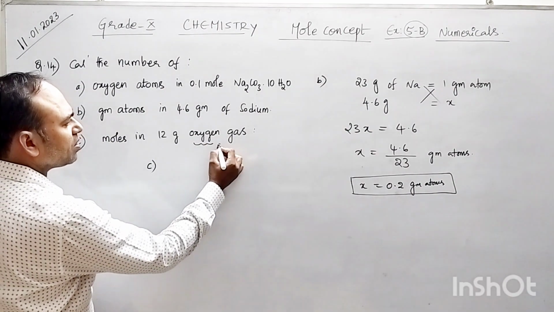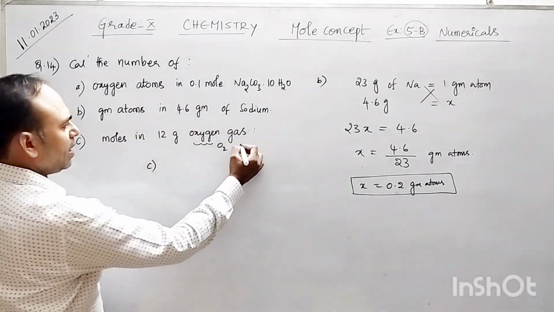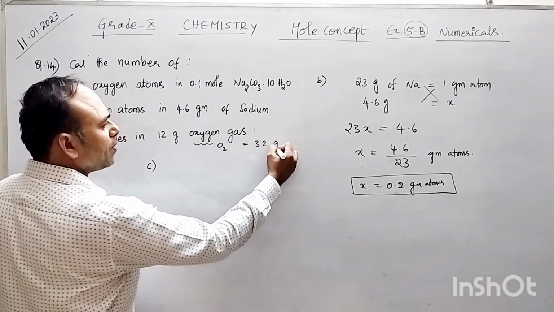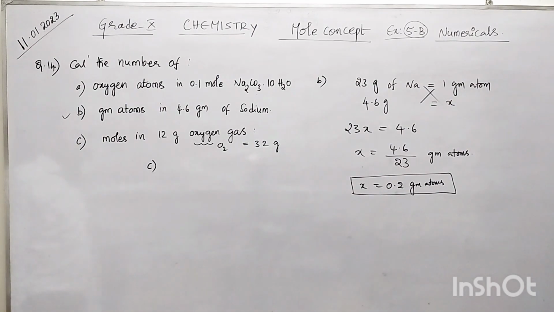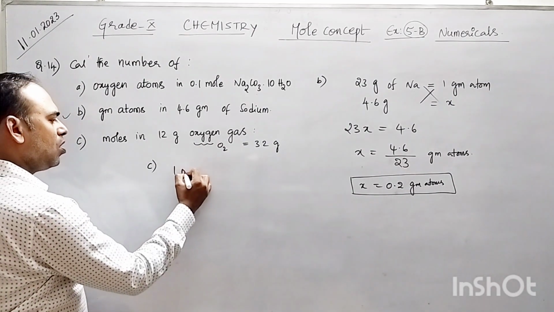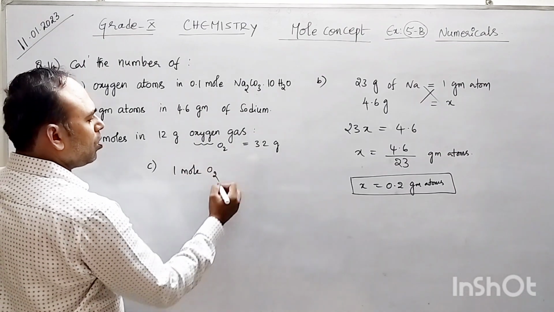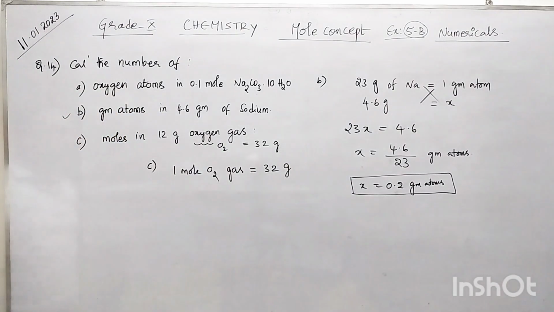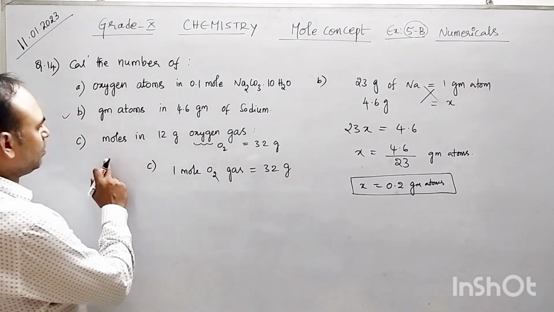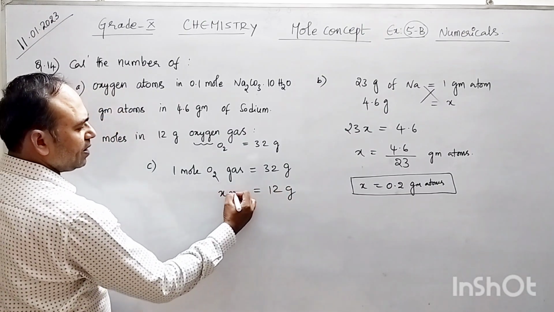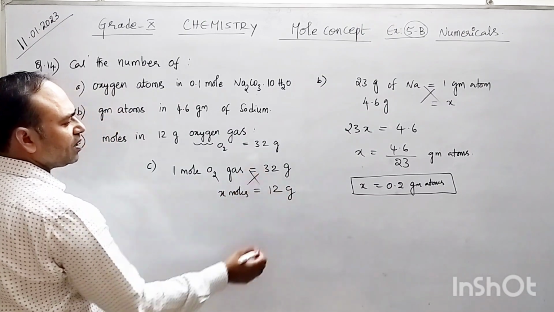So they have mentioned oxygen gas, nothing but O2, and O2 will have 16 into 2, nothing but 32 grams. Hope you have understood this. It's not atom, it's molecule, gaseous molecule. So we know that 1 mole of oxygen gas has a mass of 32 grams. Now they are asking what will be the number of moles in 12 grams. So let us take it as x moles. Cross multiply, what you get?